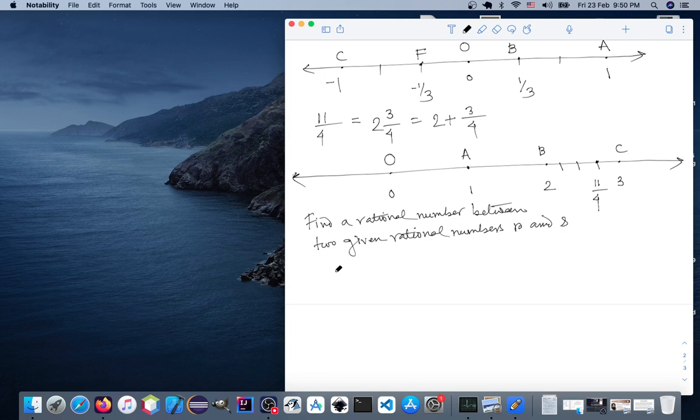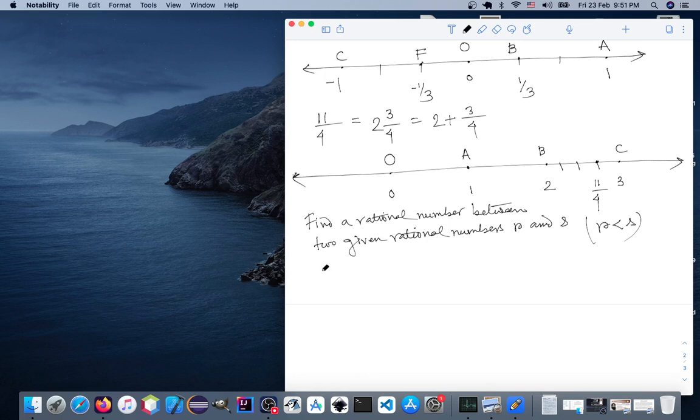So if we are given two rational numbers R and S, where it is given that R is less than S, and R and S both are of the form P by Q, and obviously Q not equal to 0. So R and S are any two given rational numbers where R is less than S. How do we find a rational number lying between them?